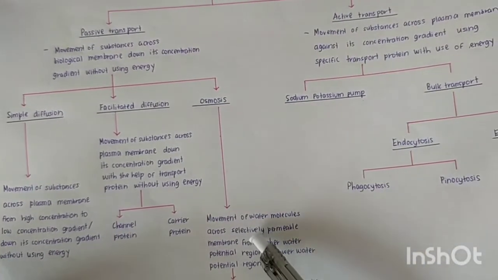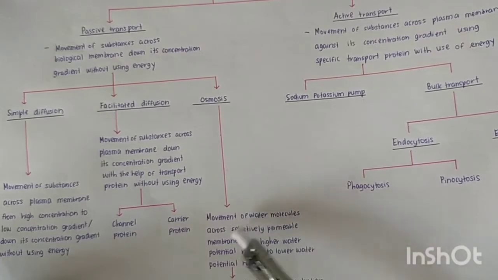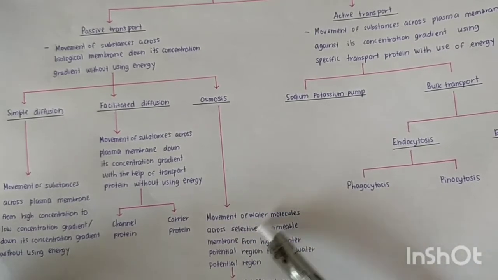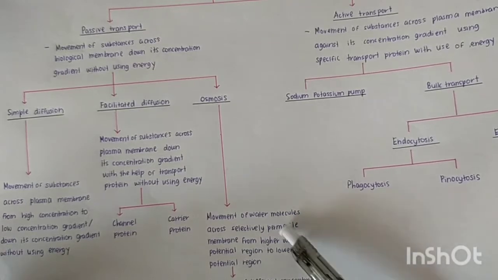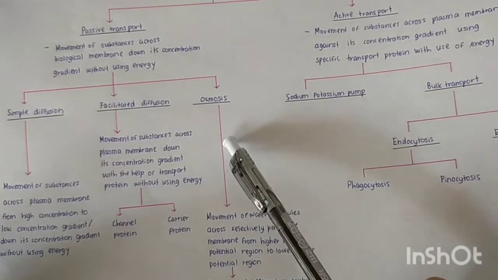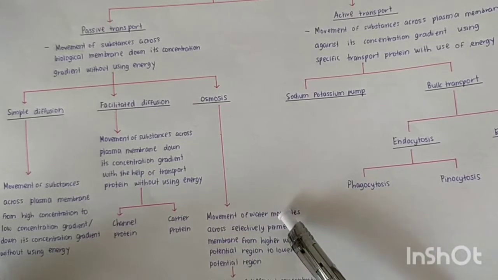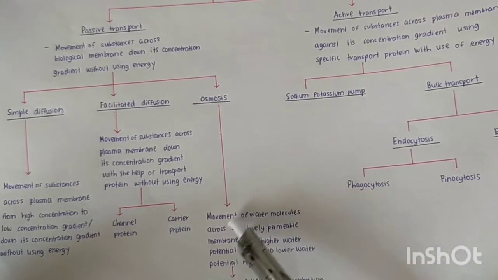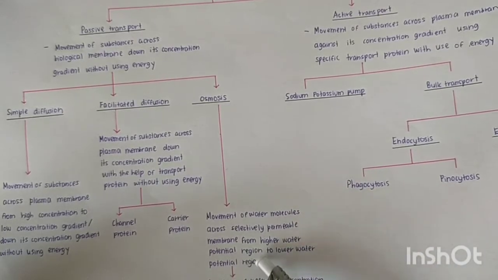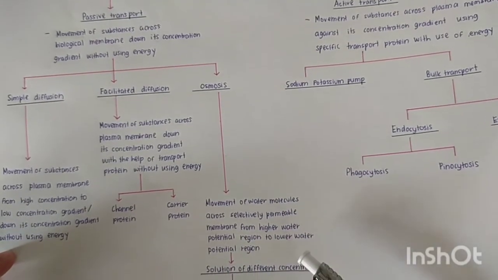So what is osmosis? It is the movement of water molecules across a selectively permeable membrane, or across the plasma membrane, from higher water potential region to lower water potential region. You have to highlight that here. So the keywords here: osmosis involves the movement of water, across the selectively permeable membrane, from higher water potential to low water potential region. Later I will explain about water potential.